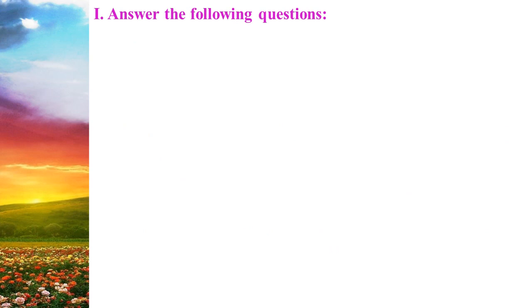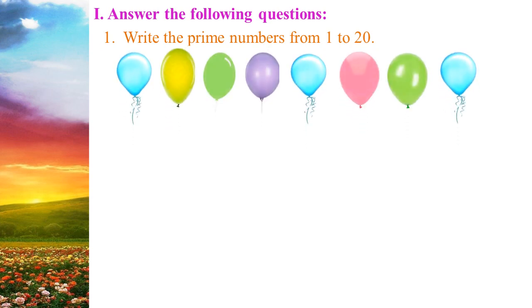Let's see first Roman. Answer the following questions. First question, write the prime numbers from 1 to 20. Here are given some balloon images. Now we have to write the answer in the center of the balloons. So first we have to find prime numbers from 1 to 20. The prime numbers are 2, 3, 5, 7, 11, 13, 17 and 19.